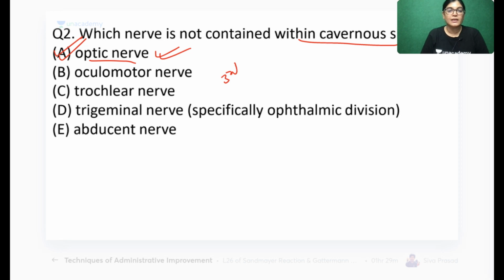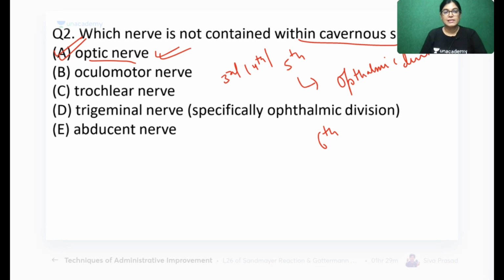We have the third cranial nerve, the fourth cranial nerve, the fifth cranial nerve. Actually, the branch of the fifth cranial nerve, the ophthalmic division, lies along with the sixth cranial nerve. So all these are lying in the cavernous sinus, as we have seen. What does the optic nerve traverse through? Which area? Can you give me the answer? The optic nerve is traversing above the roof.